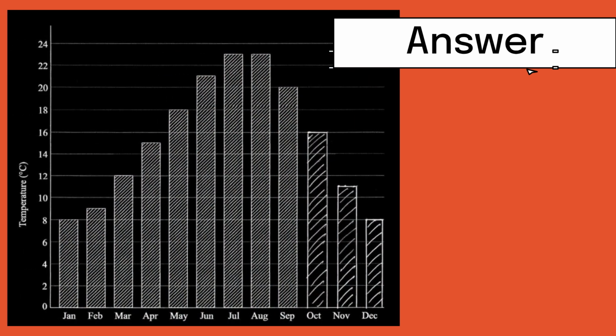The correct bars should be of equal width and spaced the same as the other bars. The bar for October goes up to 16. The bar for November goes halfway between 10 and 12, which is 11. The bar for December goes up to 8.